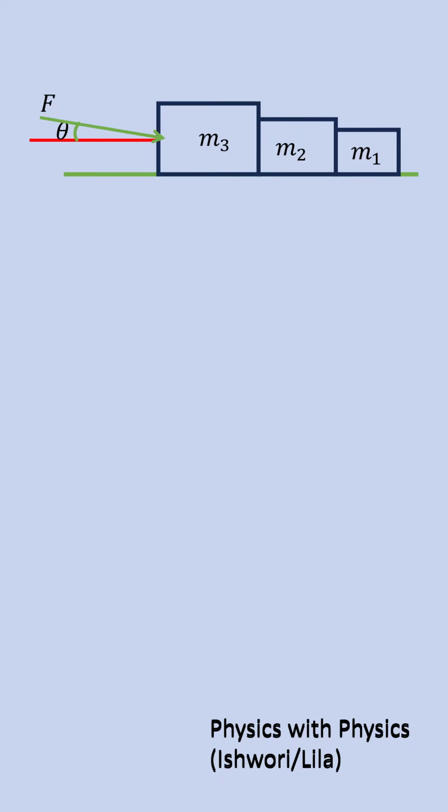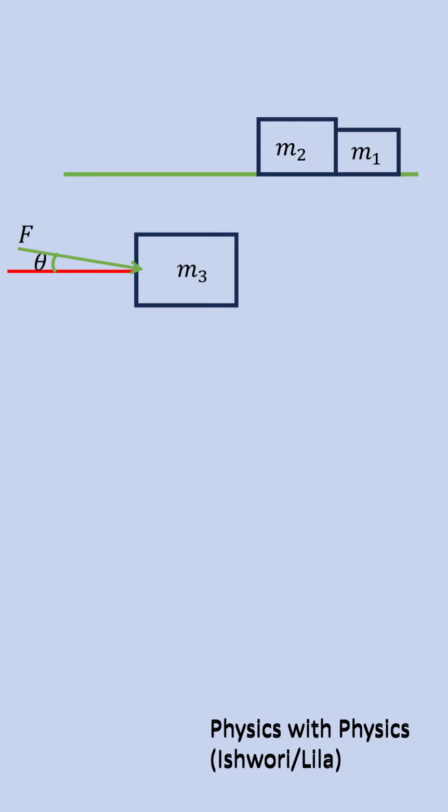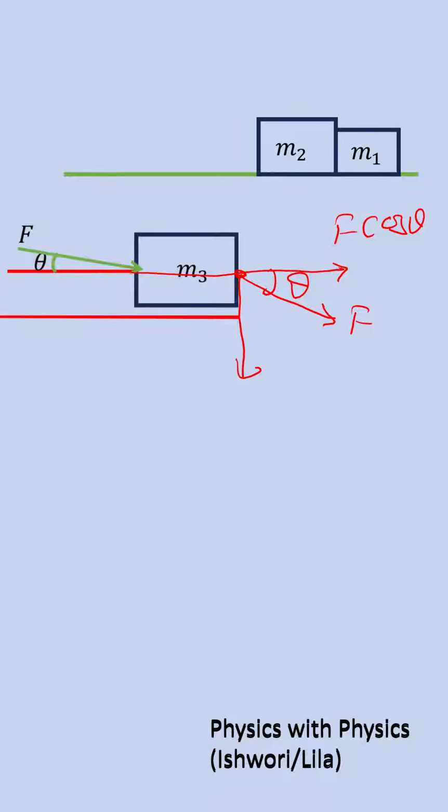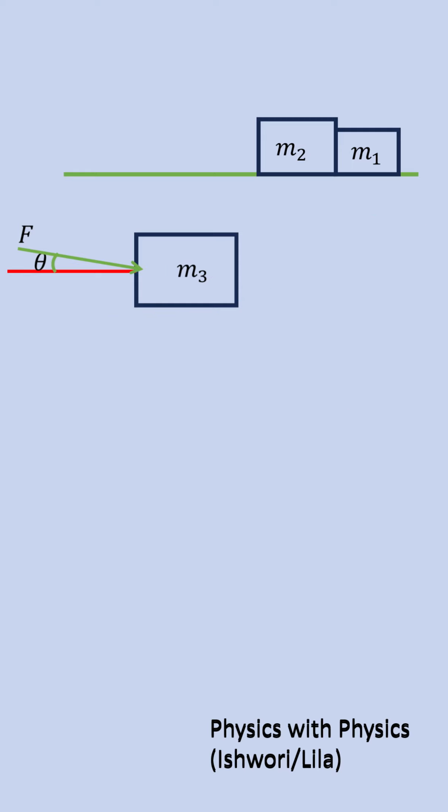Okay, now this force F is applied. This is horizontal, and this force is applied with angle theta, as shown in the diagram. Now for M3, this is horizontal. Here, the force is applied in this way, and this angle is theta. That's why this component becomes F cos theta, and this component becomes F sin theta.